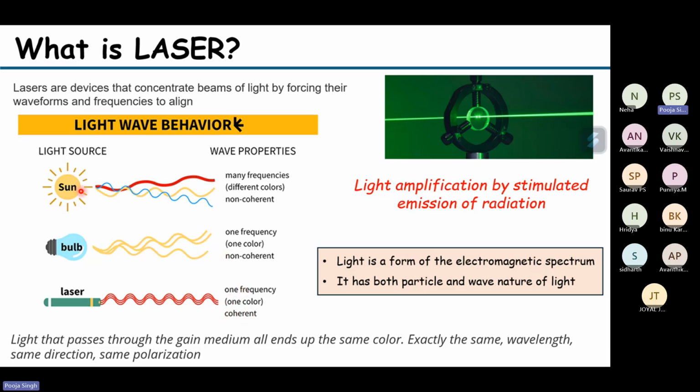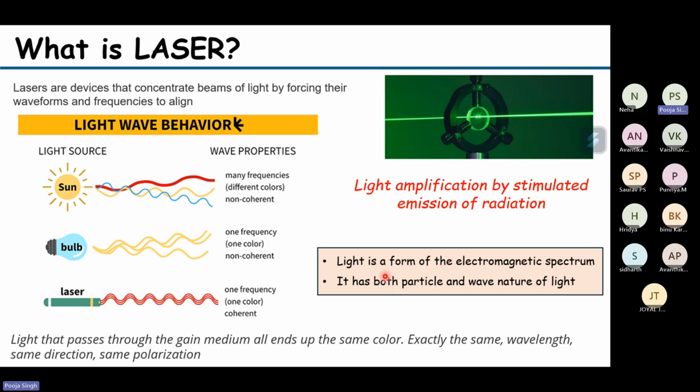So if we compare the sun, bulb, and laser: the sun will have many frequencies but is non-coherent. The bulb will have one frequency, but it is still a non-coherent system. But in a laser, you will have one frequency of light, one color, and it is coherent. So this is the property of the laser.